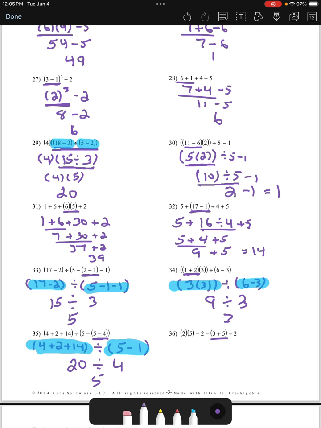Finally, number 36, we have some addition inside of parentheses to do first. 3 plus 5 is 8. We have no exponents. We do have multiplication. Then we have division. And now we have all subtraction. 10 minus 2 is 6. And 6 minus 4 is 2.